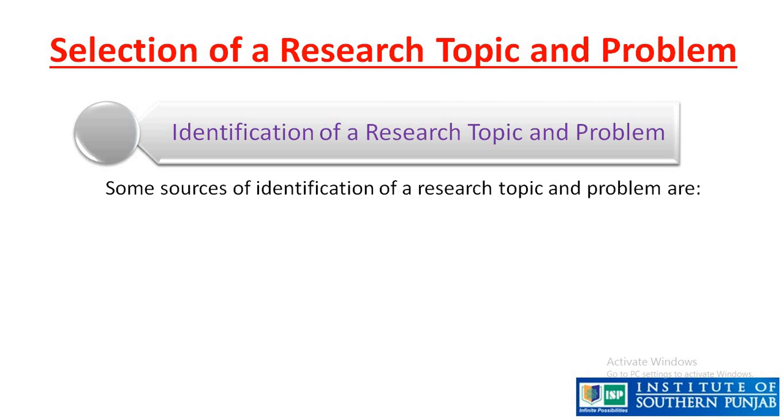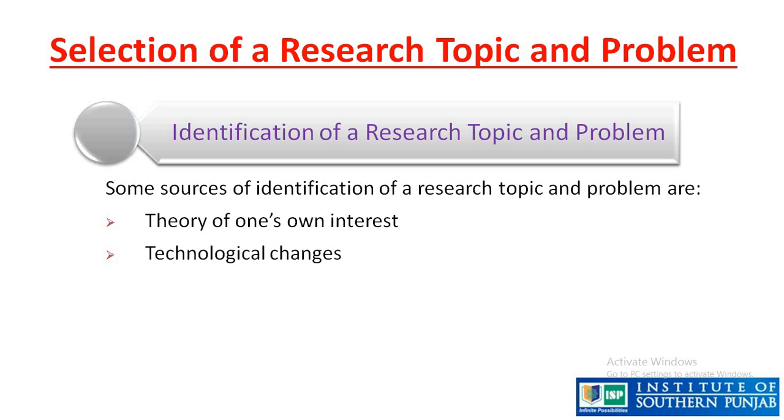Identification of a research topic and problem. Some sources of identification of a research topic and problem are: one's own interest, that is, your own interest in the topic; technological changes; and recent trends in that topic. That is, you have to focus on the recent technological changes and trends in that research topic, not rely on the old techniques and old patterns of research in that research topic.